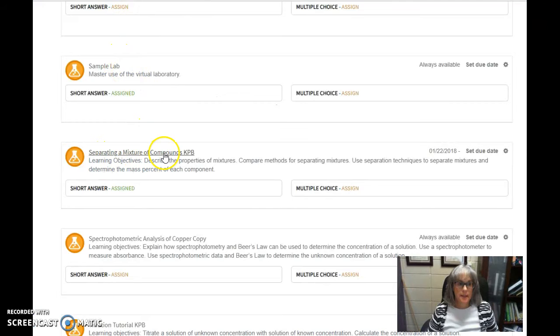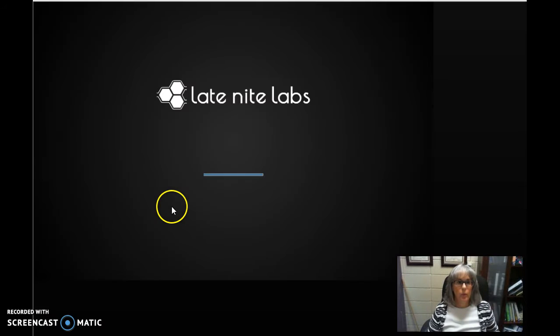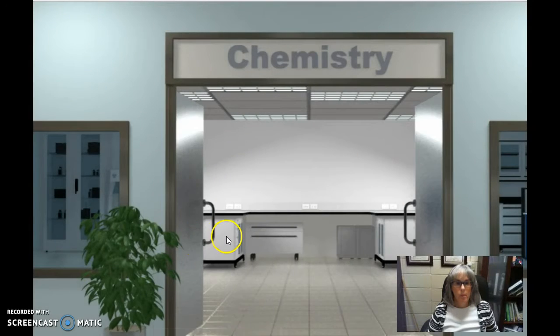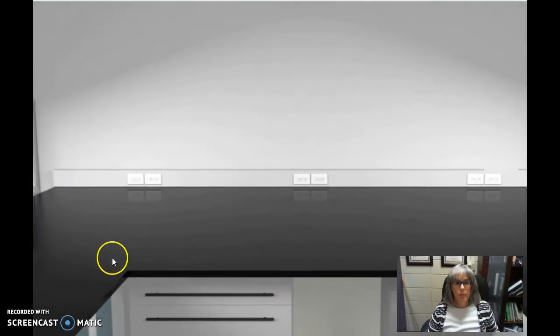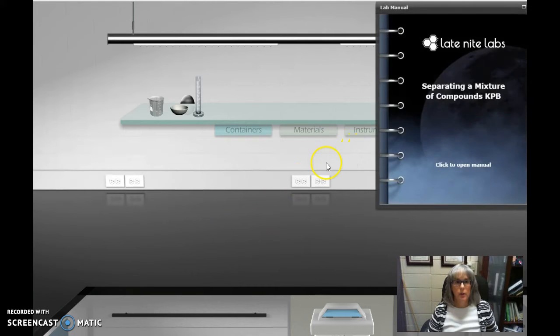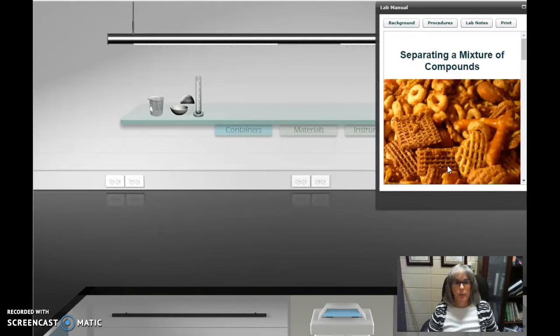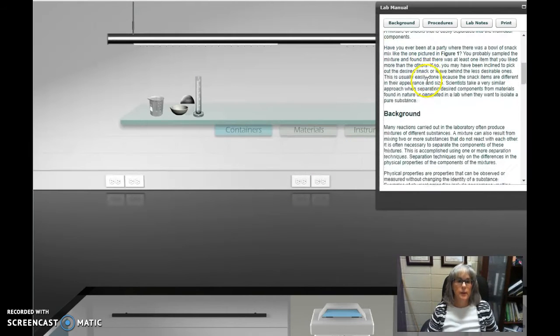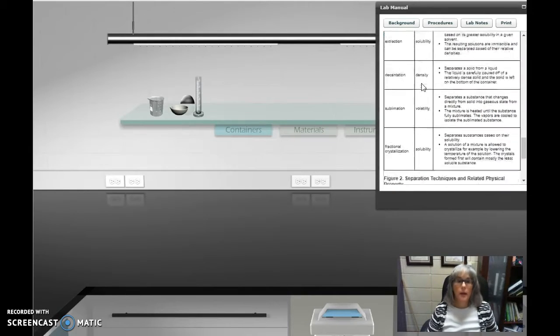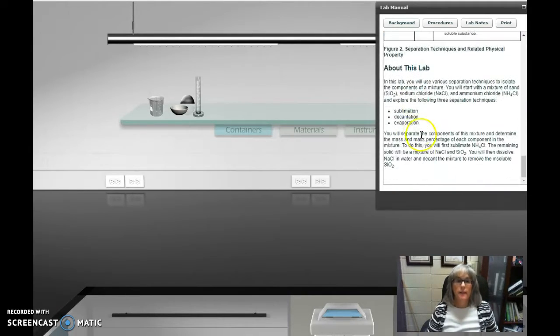You want to find this tab. You're going to click on it, and we will go to Late Night Labs. The manual will appear in the corner, and we'll click to open it. This is what you need to read. It'll tell you the background information. You'll talk about separation techniques, and this is kind of a summary of the lab.